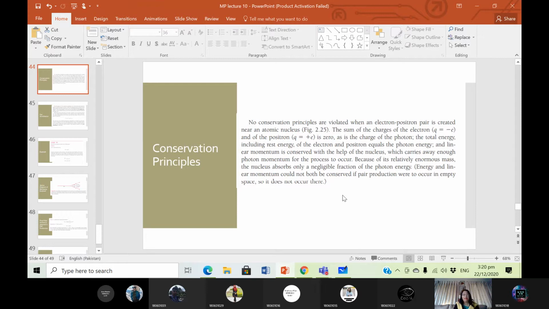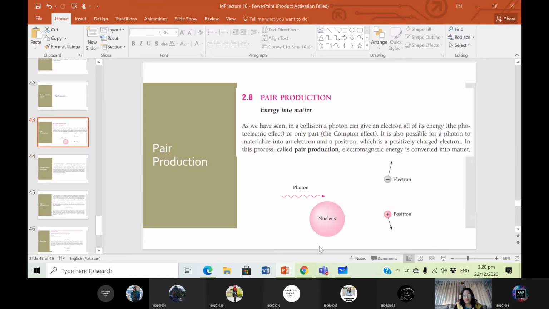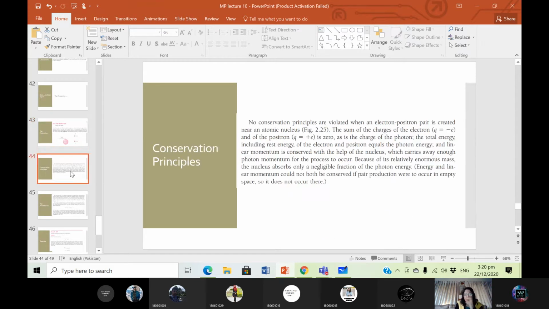Basically, if the pair production was to occur in empty space, मतलब है कि यहाँ पे अगर nucleus नहीं होता, फिर both linear momentum and energy cannot be conserved. So that's why we need to have a nucleus over here for pair production to take place.